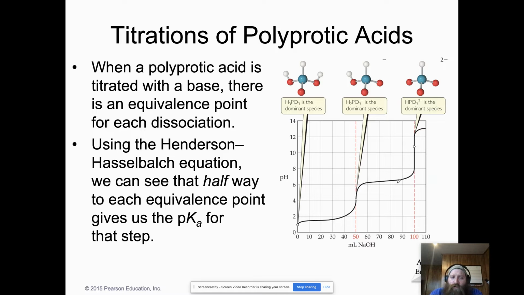You can also use the Henderson-Hasselbalch equation here, and you can see that the halfway point to each equivalence point is going to give us the pKa for that step, which is an interesting fact to know, right? Henderson-Hasselbalch for polyprotic acids can be used to find the pKa for the step. Remember, if you compare pKa and pH, you can determine if something is going to be protonated or if something is going to be deprotonated.